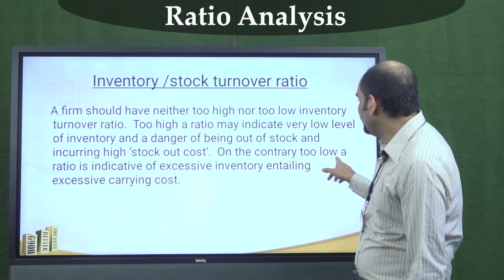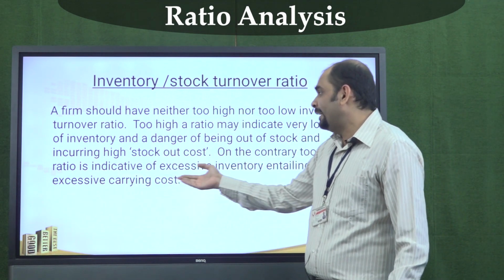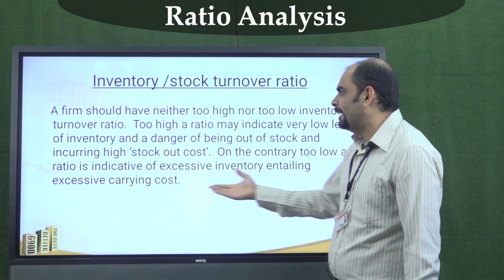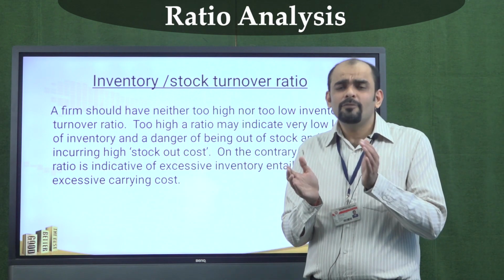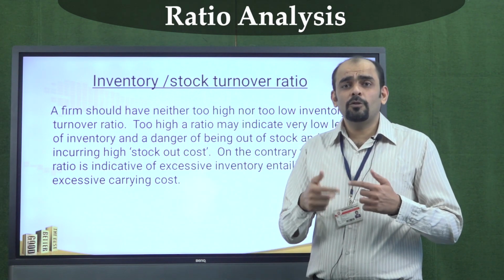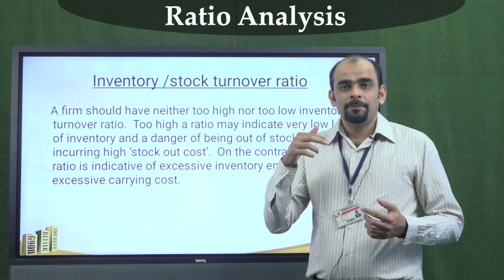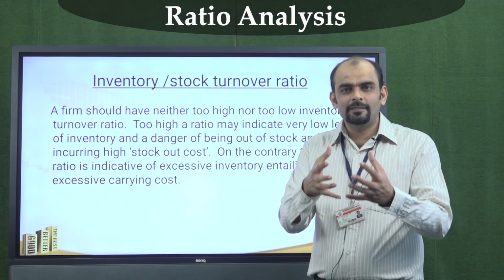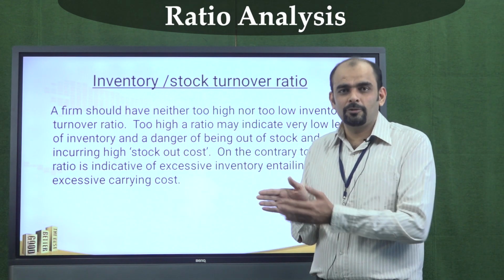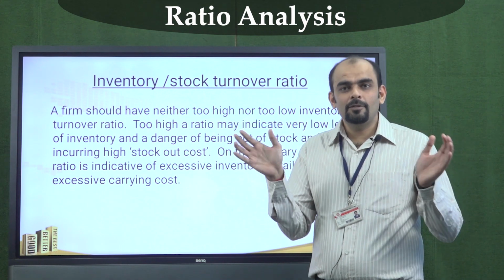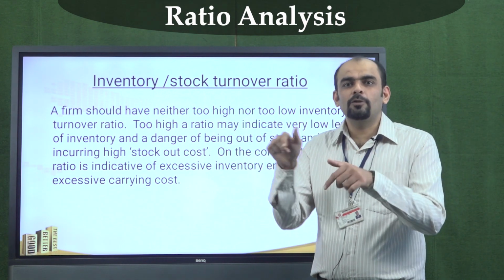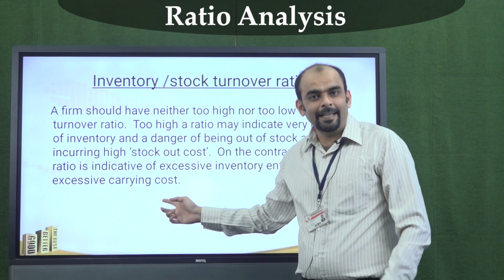On the contrary, too low a ratio is indicative of excessive inventory entailing excessive carrying cost. If there is a very low ratio, that means you are not able to change the stock 2 times, 3 times. The stock turnover ratio is so low that it means you are putting so much stock in your godown and you are adding to your carrying costs.